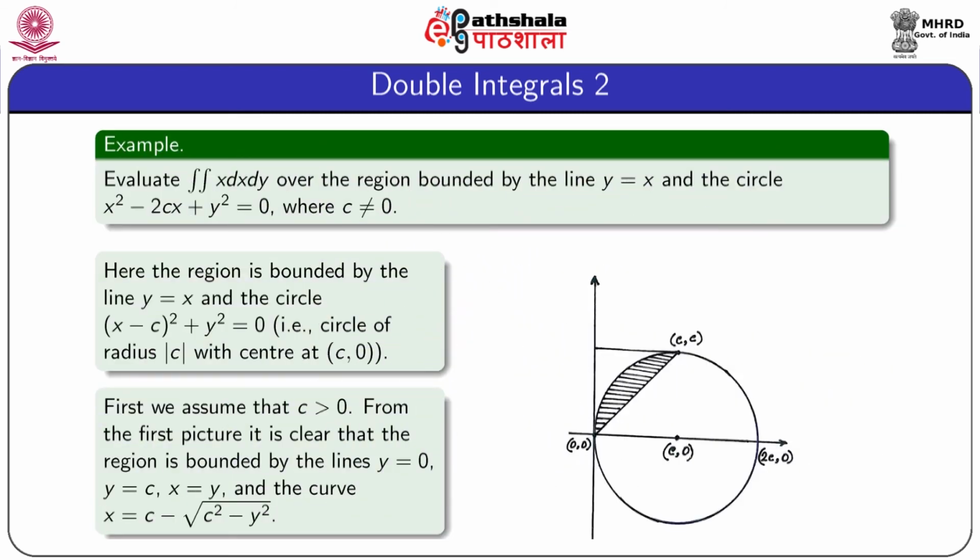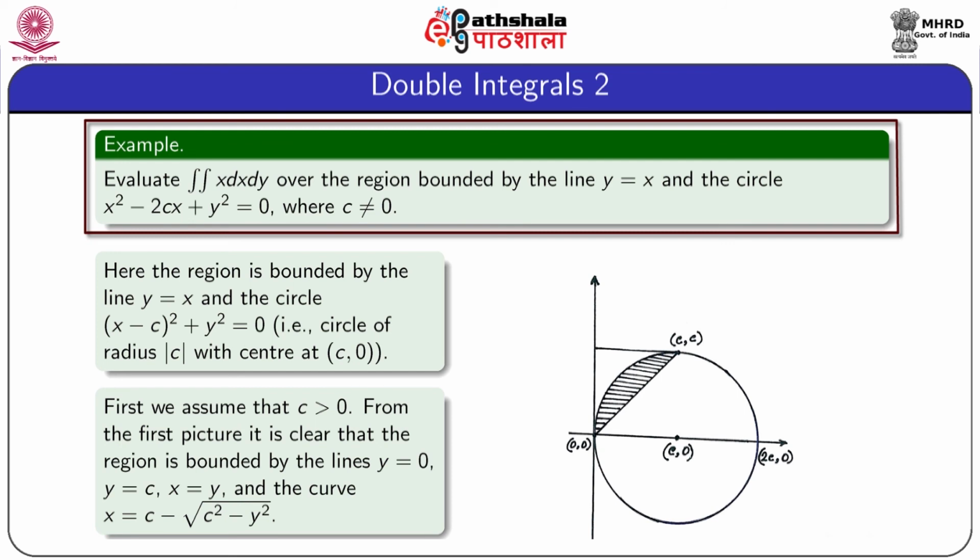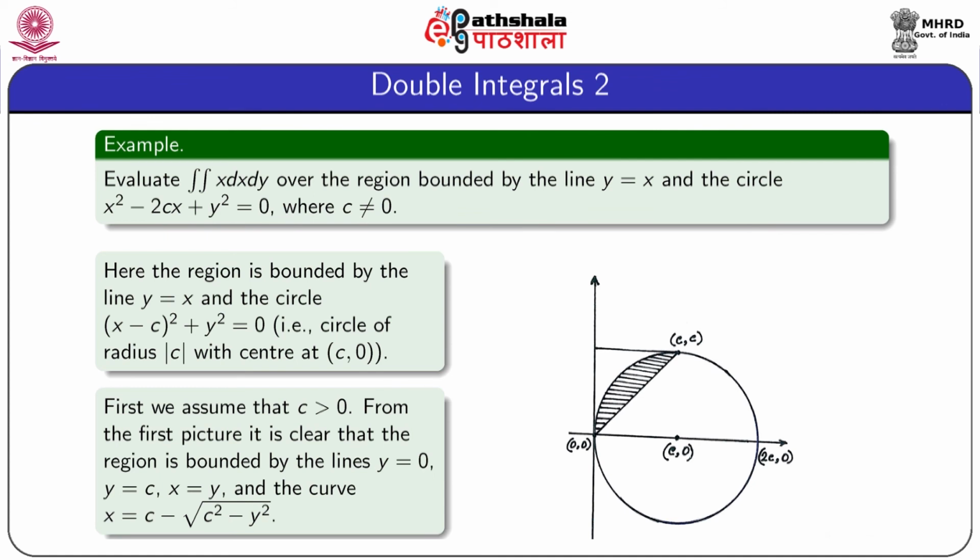We give an example here. Here we have to evaluate the integral of x dx dy over the region bounded by the line y equal to x and the circle x square minus 2cx plus y square equal to 0, where c is non-zero. We can easily find that the region is bounded by the line y equal to x and the circle (x minus c) square plus y square equal to c square. That is a circle of radius modulus c with center at (c,0).